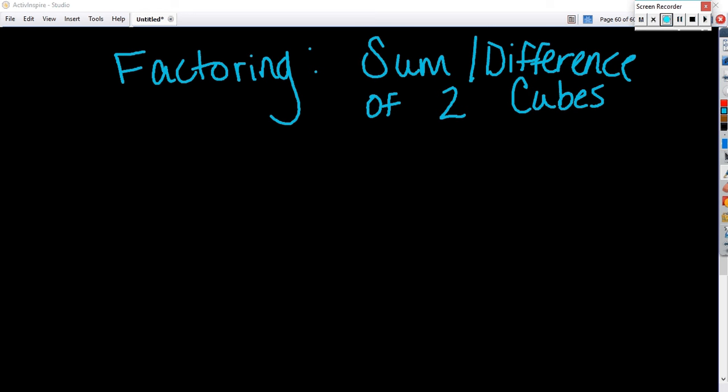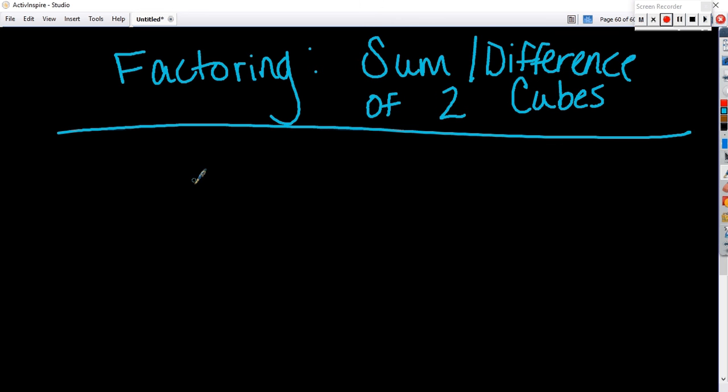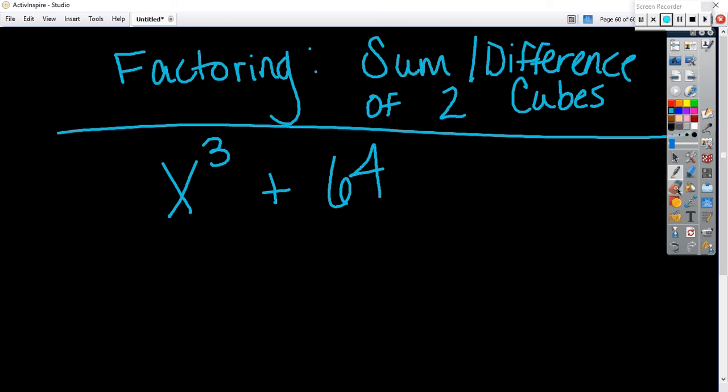All right, so what you have to recognize is your list of perfect cubes, right, Andrew? Remember with squares, it has to be a difference. It's got to be minus. Cubes can be plus or minus because you can take the cube root of a negative number. You can do a negative times a negative times a negative. All right, let's say I have x to the third plus 64. And actually, I'm going to move this over a little bit so I can show you under.